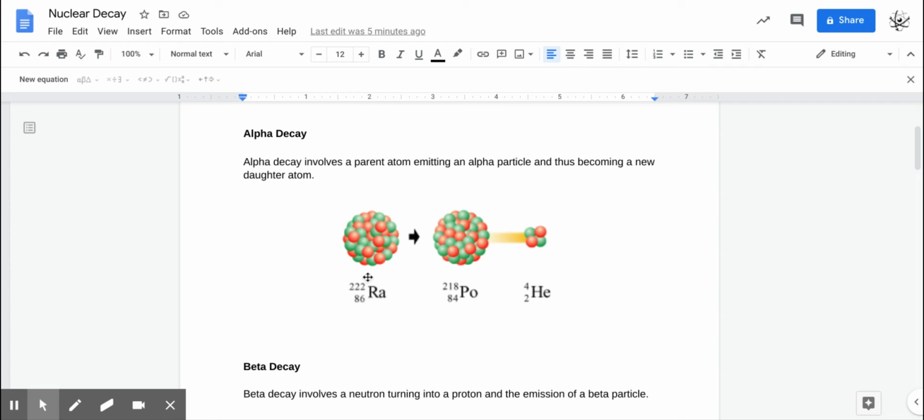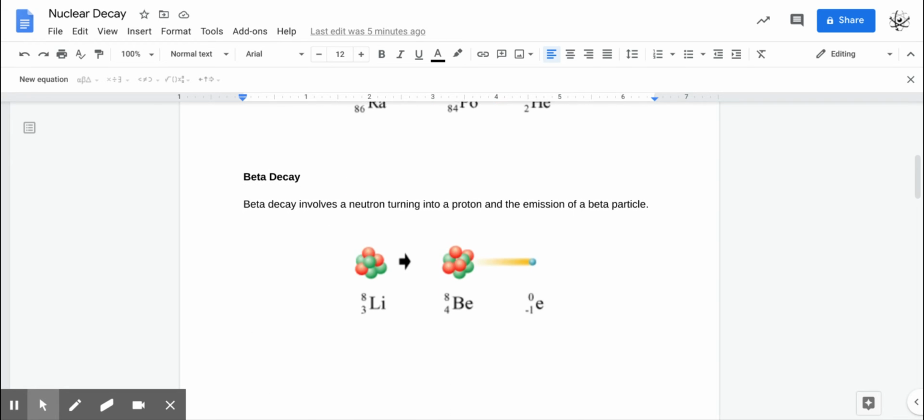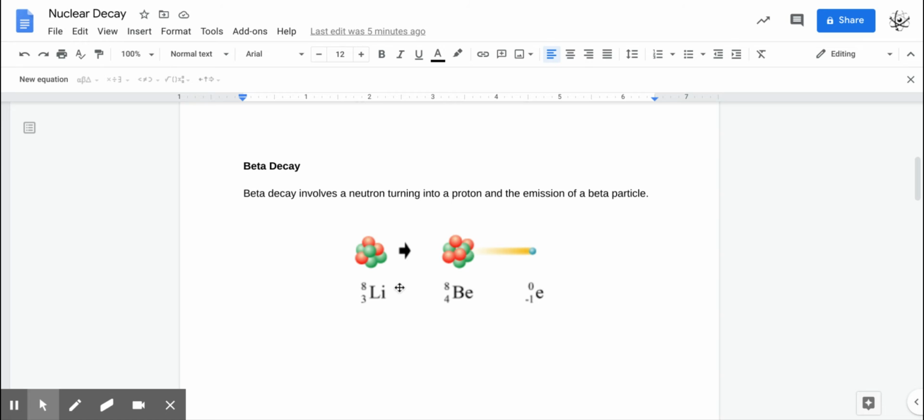So 222 is equal to 218 plus 4, and that is true. Along the bottom, 86 is equal to 84 plus 2. And that is also true. So here, from the beginning to the end, mass is still conserved. We didn't lose anything.